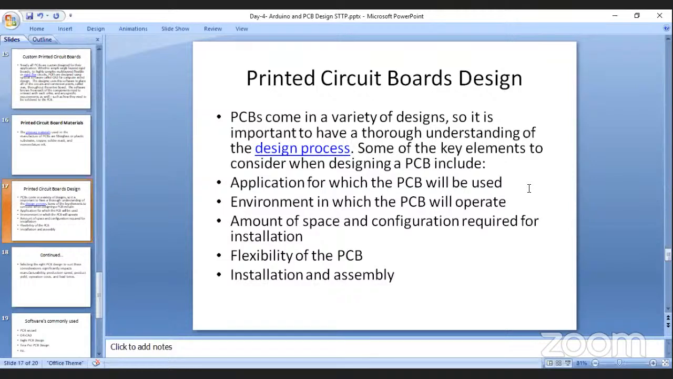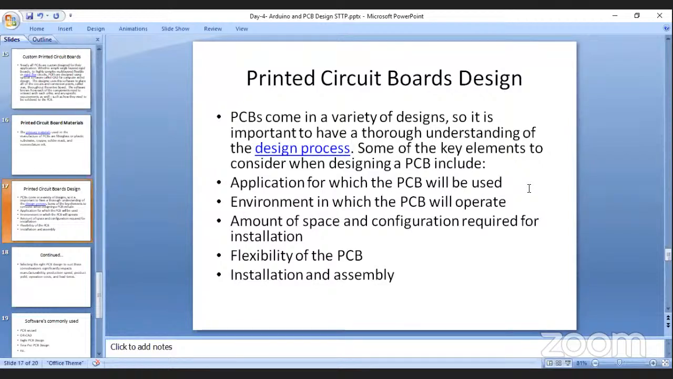Then the amount of space and configuration required for installation. Let's say, what is the space required for placing that particular design onto the circuit, and how that circuit is going to get installed? That needs to be thought about before getting into the design part, right? Where to place the screws, which side the components should be on, whether a double-sided PCB is required, or a single-sided PCB, or a flexible PCB. You have to decide, and you have to think about the final product, how it is going to look. Accordingly, you have to think about the PCB's design.